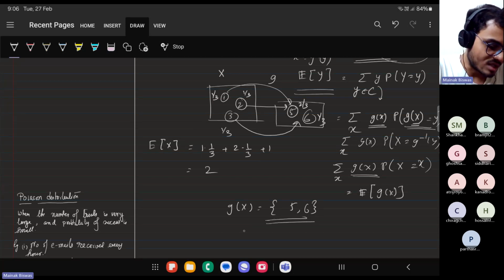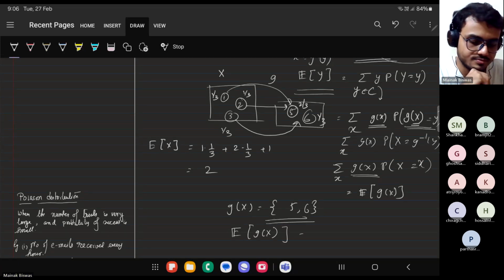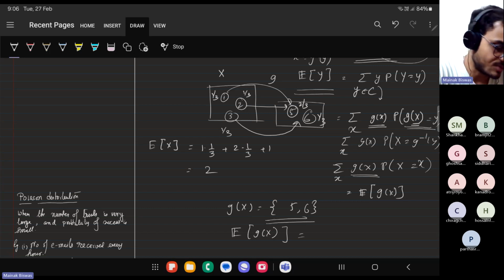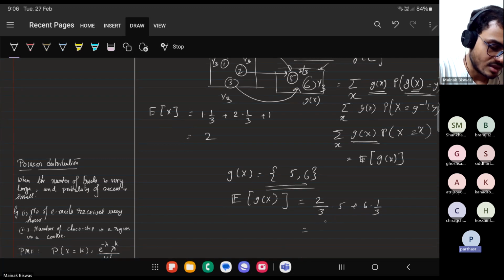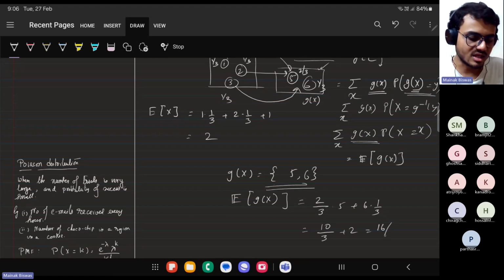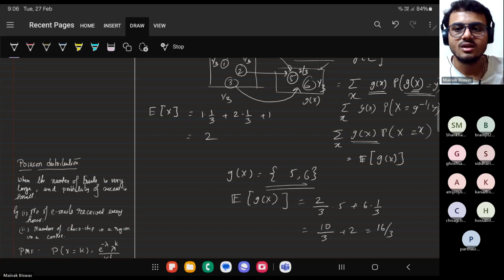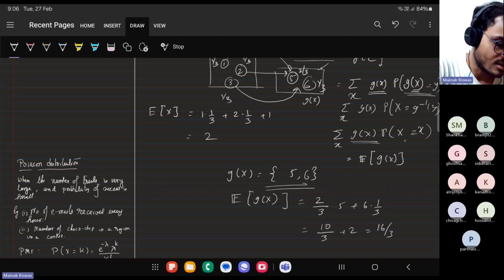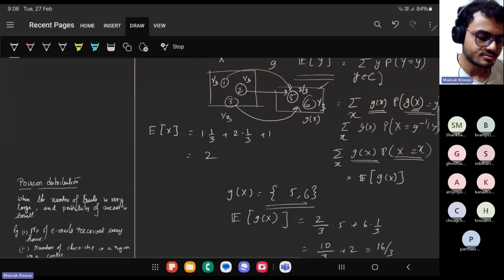So now tell me what is the expected value of g(x)? Just compute and tell me, just by seeing this pebble world. Do you agree this is 2 by 3 into 5 plus 1 by 3 into 6? Yes. 10 by 3 plus 2, which is 16 by 3. Agreed? This I solved by seeing just the pebble world. I can also solve it using the x is equal to small x thing, this thing. Yes or no?